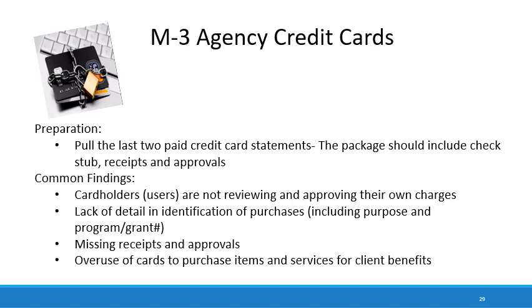The next area of review is going to be agency credit cards, if you have any. This is going to include any corporate card, Visa, MasterCard, as well as any store cards. Specifically, a lot of agencies have cards at Walmart and/or possibly Lowe's or Home Depot or Menards. We are going to ask you to see the last 2 paid credit card statements, and we want the package to be similar to what we see in cash disbursements. They should include your check stub, all the receipts, and the appropriate approvals.